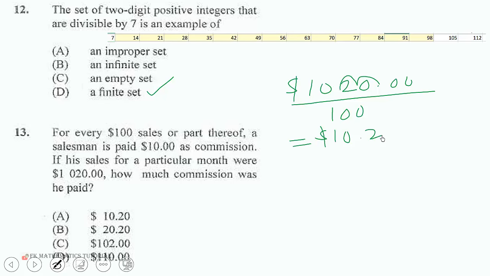That will be equal to 10.2. Now we were told that he is paid $10 as commission. So we multiply this by 10 to get how much he will be paid. So that will give you $102. So that is how much he will be paid as commission.